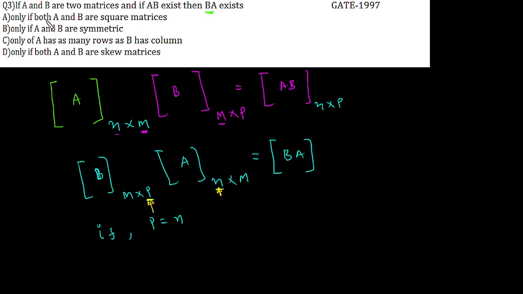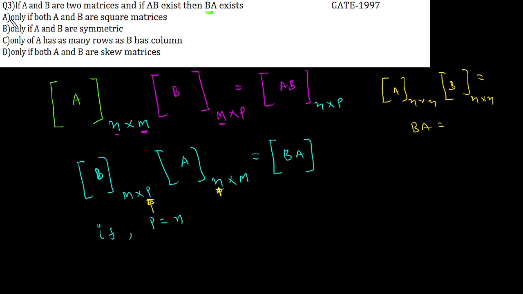Option A says only if A and B are square matrices. Now it is not the condition. If A and B are square matrices, let's say they are n cross n matrices, then to find the multiplication of AB, B must be n cross n, and if this is the case, then BA also exists. But now it is not always the case, because it is written only if.